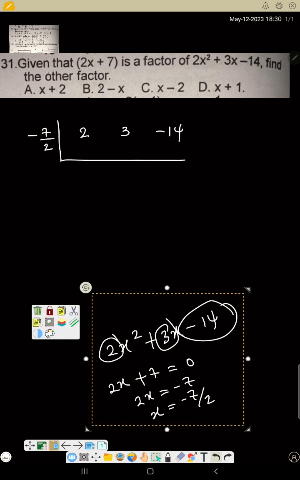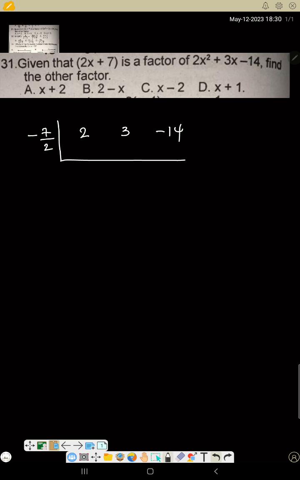So now we use synthetic division. This 2, write it first. Now minus 7 over 2 times 2 is what? So that will give you minus 7 over 2 times 2. You see that 2 will cancel out 2. So that will be minus 7. So add these two together. Add 3 minus 7. That is minus 4.